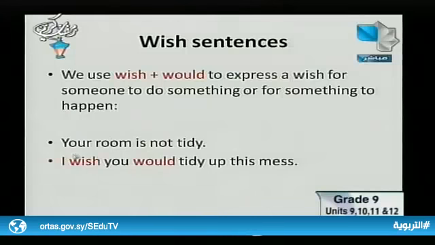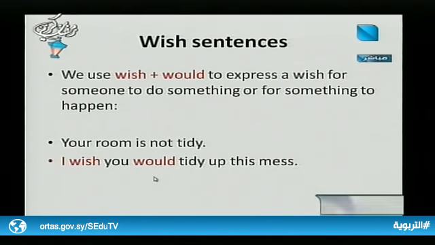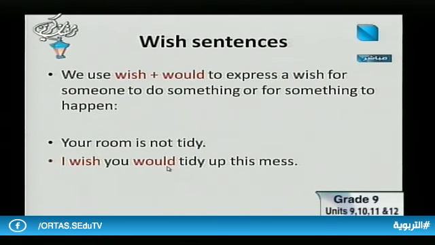We were talking about wish sentences. Yes, Lujan, please. We were talking about wish sentences. We gave an example: you are not polite to my friends. This is your behavior. So, I wish you would be more polite to my friends. I wish you wouldn't argue all the time. Would and wouldn't, and of course the infinitive afterward.